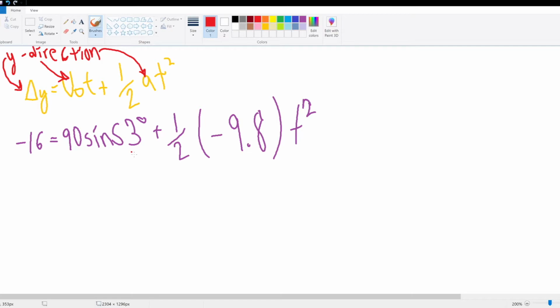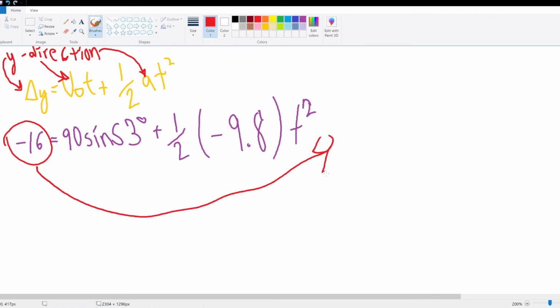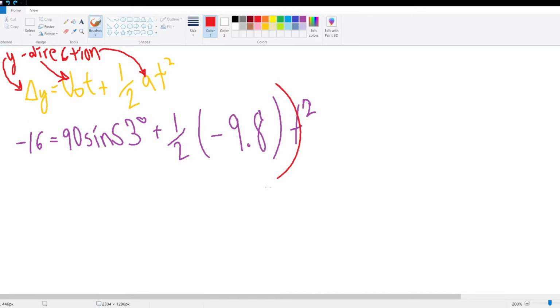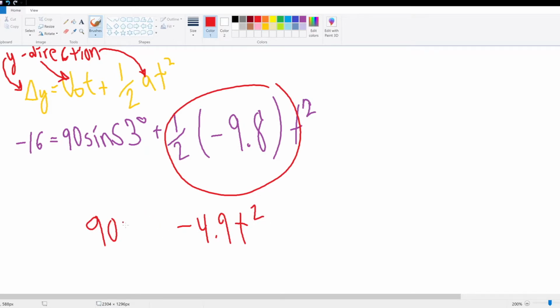Now, let's try to form a quadratic here, okay? To form a quadratic, we're going to move our constant term to the other side. And by doing that, we first have to calculate this. So that's negative 4.9 t squared. And then we're going to say 90 sine of 53 degrees.